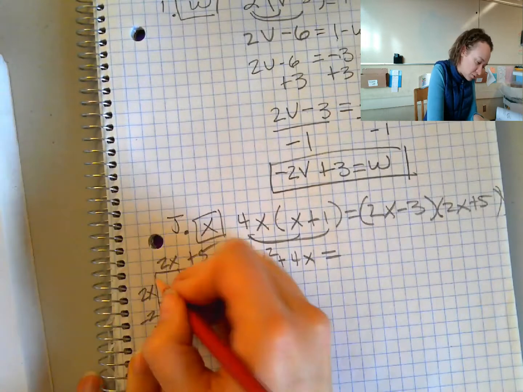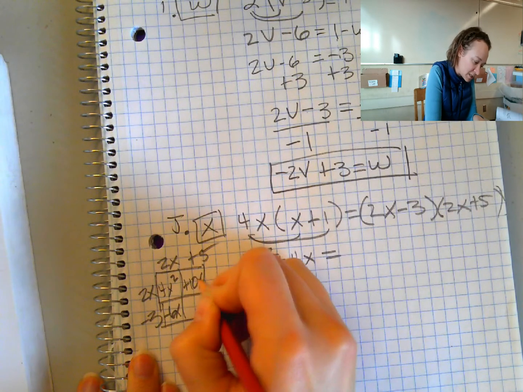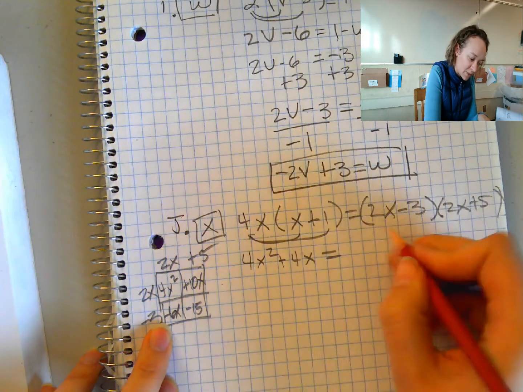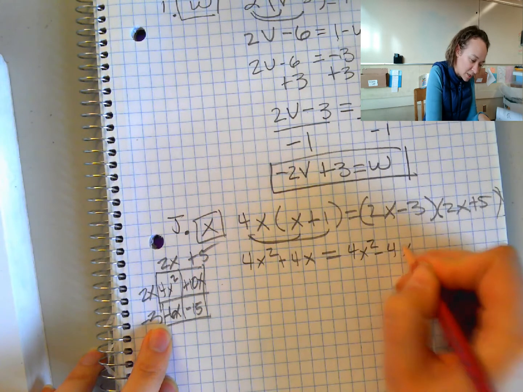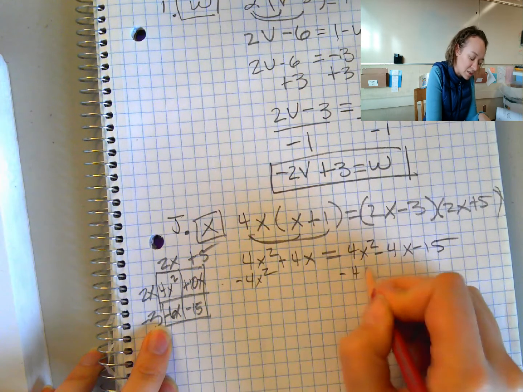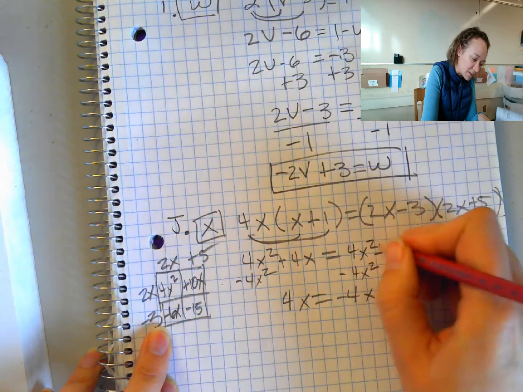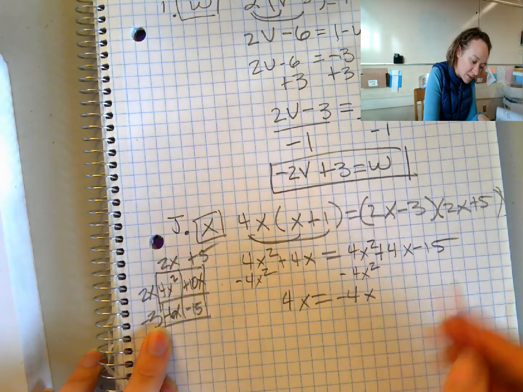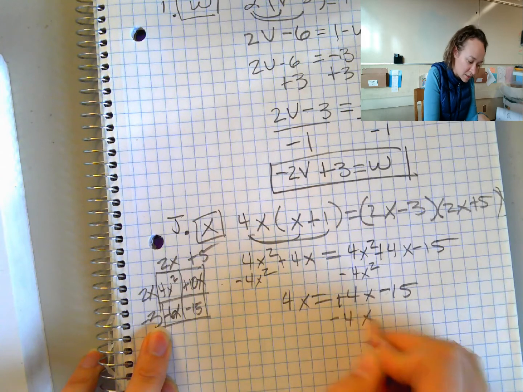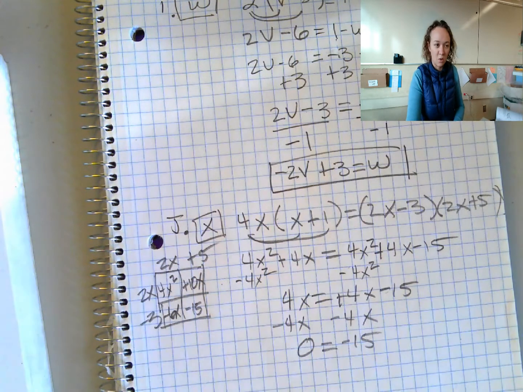2x times 2x is 4x squared minus 6x plus 10x minus 15. 10x minus 6x equals 4x. So 4x squared plus 4x minus 15. And I'll take away 4x squared from both sides. So now I have 4x equals 4x. It's positive 10 minus 6. Okay, equals plus 4x minus 15. I'll take away 4x, and I get 0 equals negative 15, which tells me this is no solution.